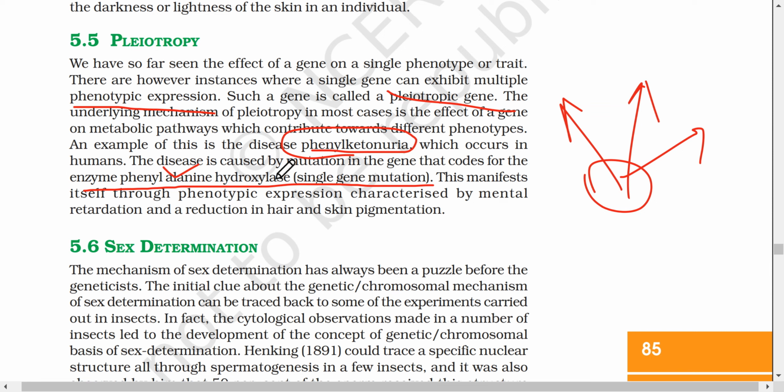यानी एक ही जीन है, इससे बहुत सारे phenotype जो है वो affect हो रहे हैं. एक तो एंजाइम नहीं बनेगा, mentally भी retard होगा बंदा, और reduction in hair, skin pigmentation, all of this by a single gene. Fine, this is single gene mutation.